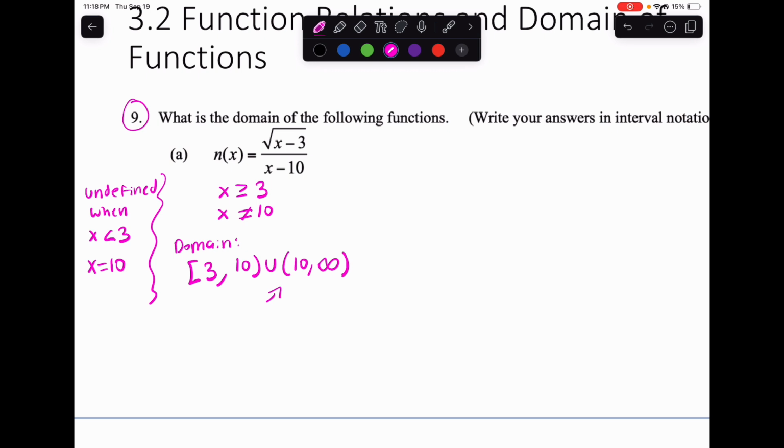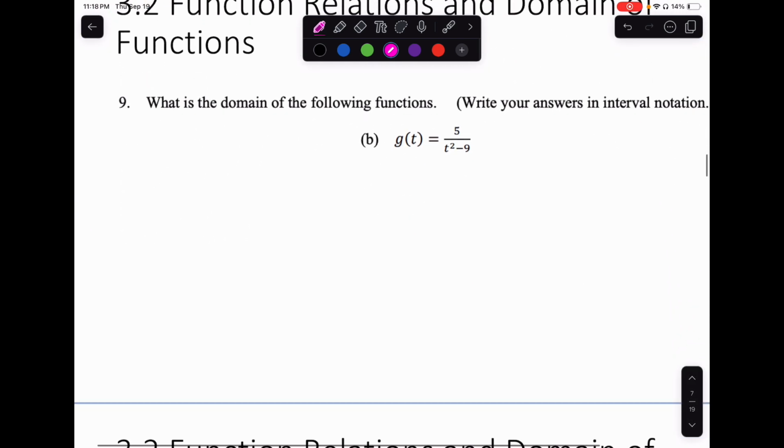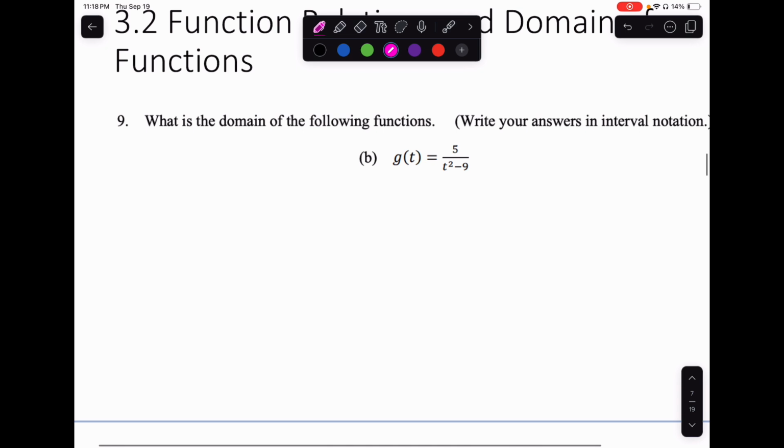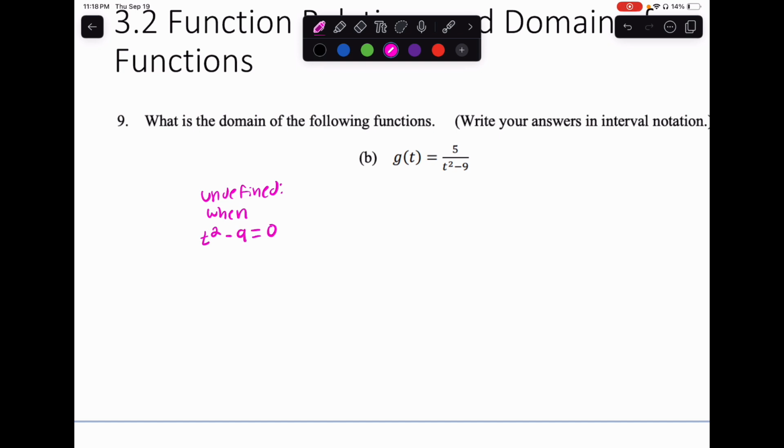So then now we had part B, pretty similar thing. So I start out by saying, okay, when is this undefined? So undefined when? Well, we have a denominator, and again, we don't want that to be 0. So it's going to be undefined when t squared minus 9 equals 0. So what t value is that? Well, we have to solve for it.